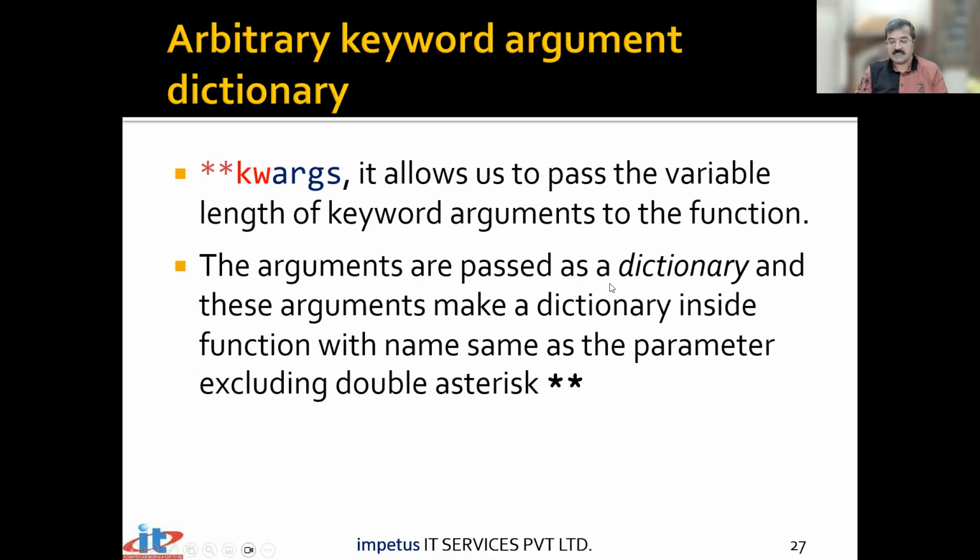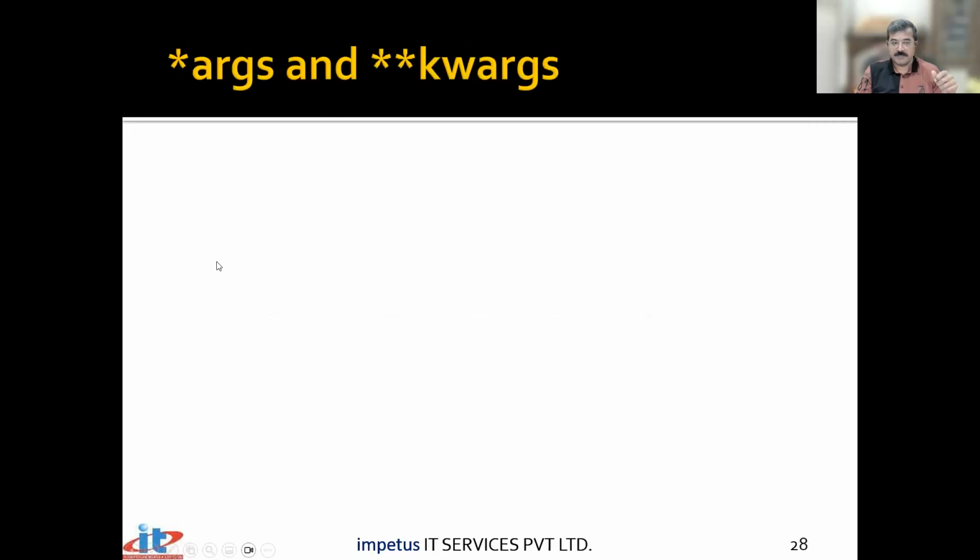The arguments are passed as a dictionary. Yesterday, when we talked about *args, what are they passed as? Tuple. Very good. They are passed as a tuple, whereas **kwargs will be passed as a dictionary. A dictionary has a key-value combination. And this argument makes a dictionary inside the function with the same name as the parameter, excluding the double asterisk. That means if I say **mydict, the stars will be ignored automatically and a mydict dictionary will get created.